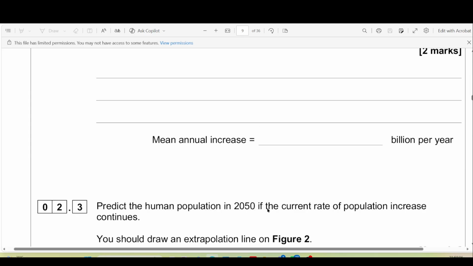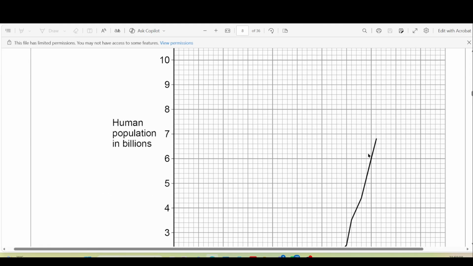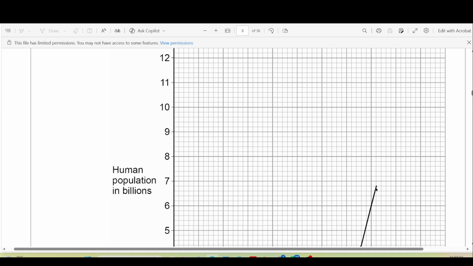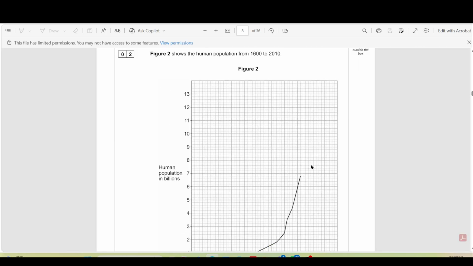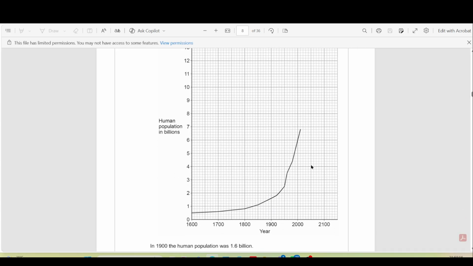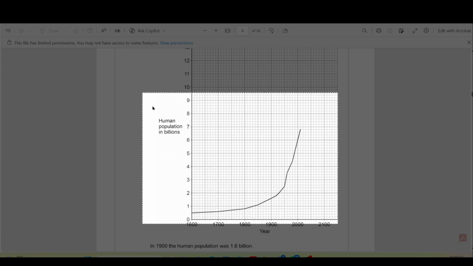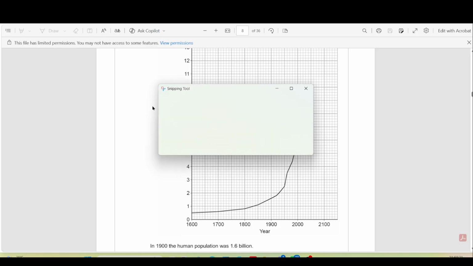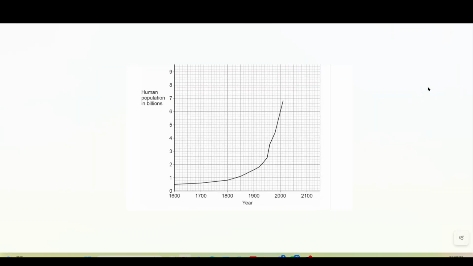Now you will pick a random point and just extend this graph, okay? Just take it like this. Let me do it here. The prediction is that it will be going up, because as you can see, it is growing exponentially. This is the graph, okay?